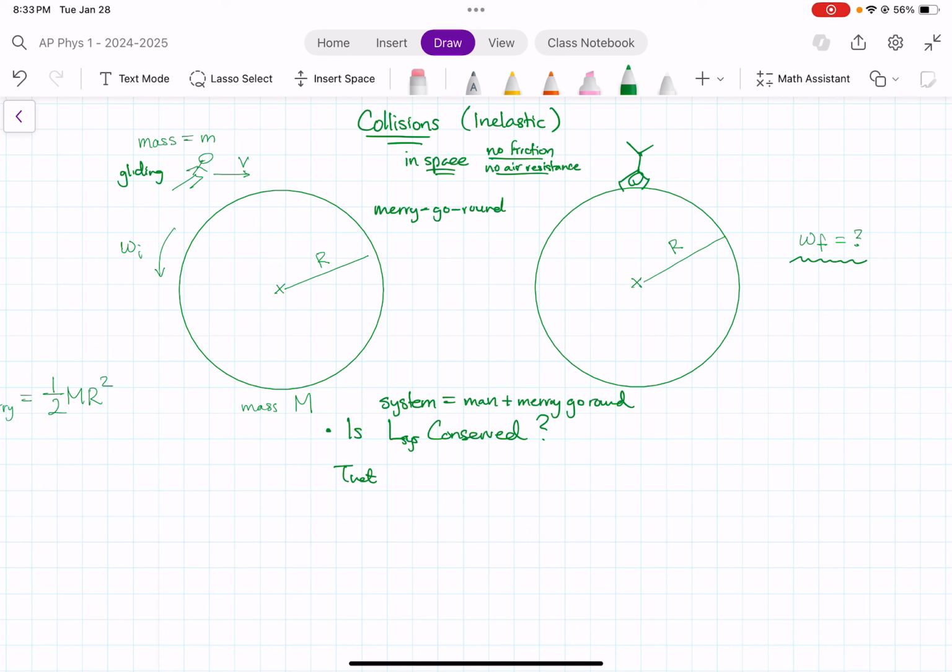And the answer is basically no, right? If there's no friction, no air resistance, there's nothing I can think of that is torquing the merry-go-round or the man, which means net torque is 0, which means L of the system is conserved, right? So that's huge. Essentially, we can say delta L equals 0, which also implies the initial momentum of the system should equal the final momentum of the system.